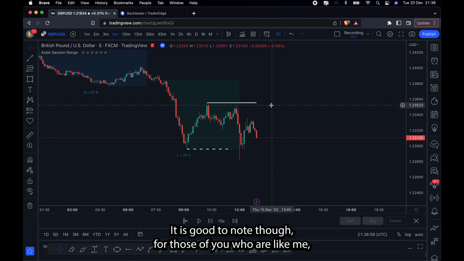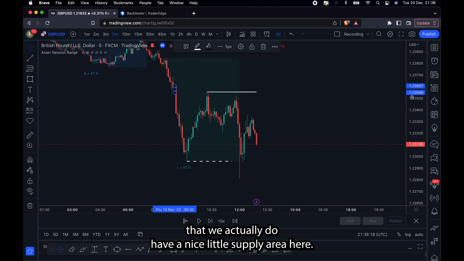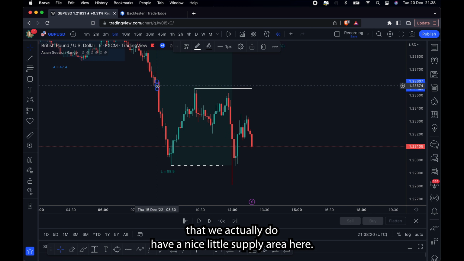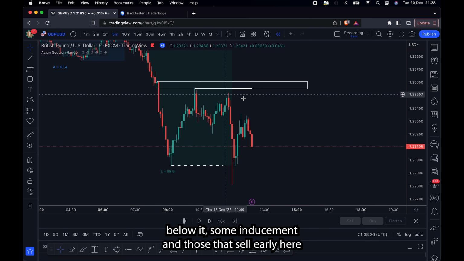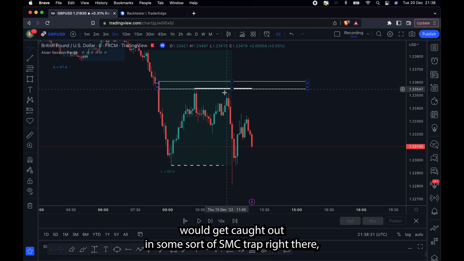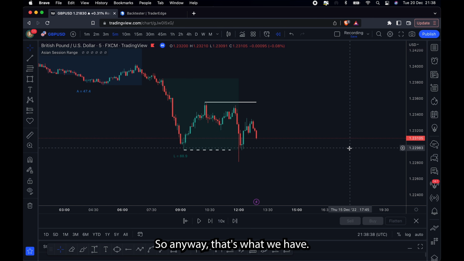It is good to note though, for those of you who are like me, who mainly trade SMC compared to ICT's newer content, that we actually do have a nice little supply area here that would be a good selling opportunity because we have liquidity below it, some inducement, and those that sell early here would get caught out in some sort of SMC trap right there. But we're not focusing on that for today's video. So anyway, that's what we have.